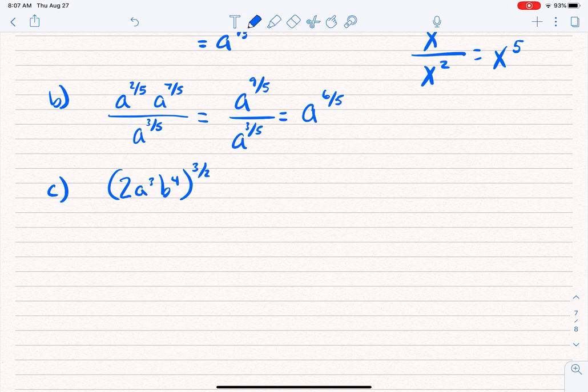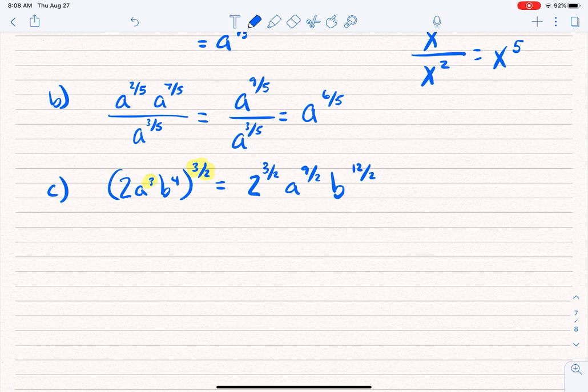So in this situation, I would say that exponent gets distributed. I don't know if that's really using that word correctly. I get nervous about saying it that way. But it gets distributed to each part. So that means that would be the same as 2 raised to the 3/2 power. And then a has already got that 3. And remember, when you raise a power to a power, you multiply them. So this would be a to the 9/2 power. And then b, I've got a 4 there already, so I multiply: b to the 12/2 power.